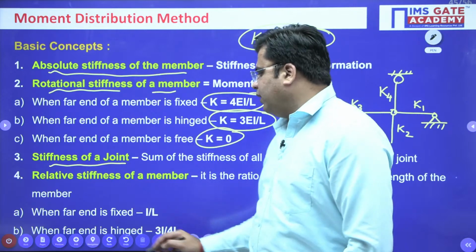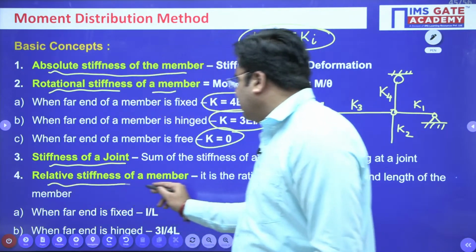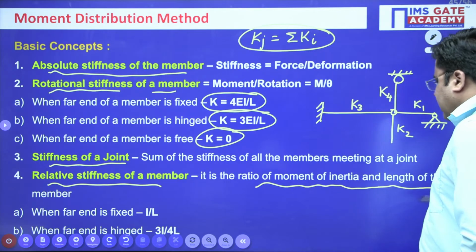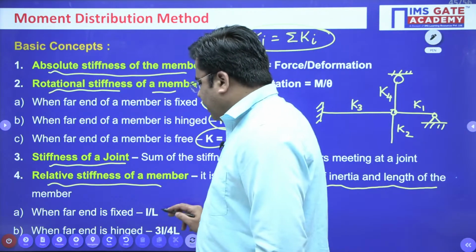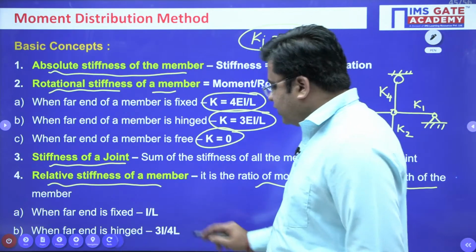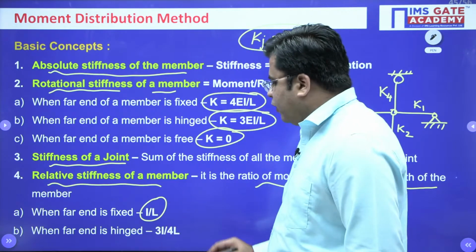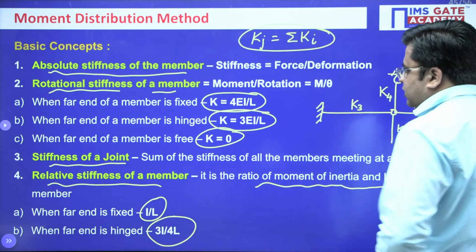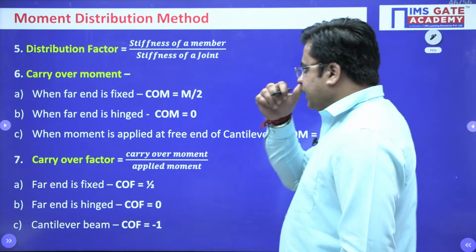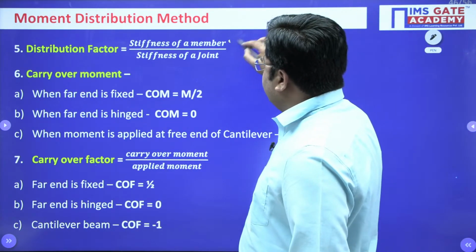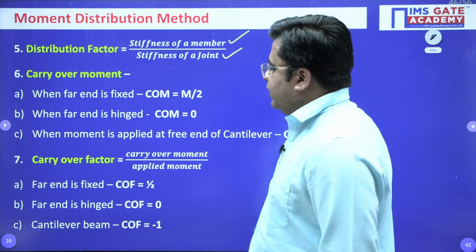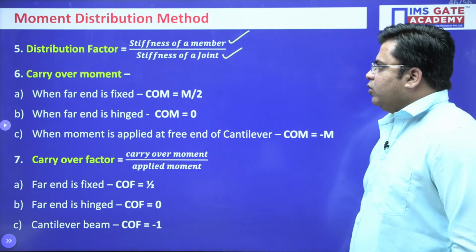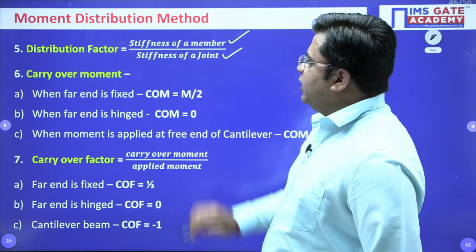Moving on with this, then we have the relative stiffness of the member. Relative stiffness of the member is the ratio of the moment of inertia and length of the member. So when your far end is fixed, your relative stiffness is I by L, and when your far end is hinged, it is 3I by 4L. So this is your relative stiffness. Moving on. Distribution factor is simply the stiffness of the member divided by the stiffness of the joint, right? You need to calculate the stiffness of the member and divide it by the total stiffness of the joint, which will give you the distribution factor.